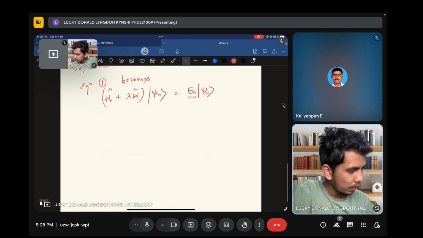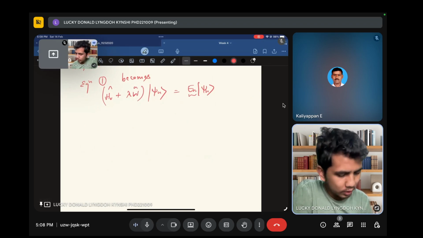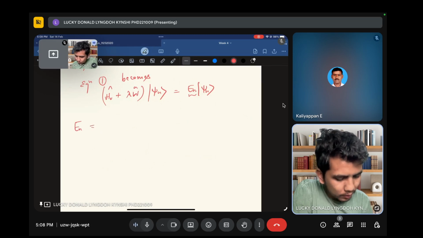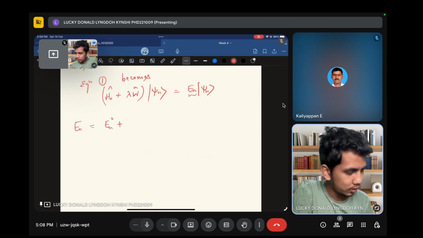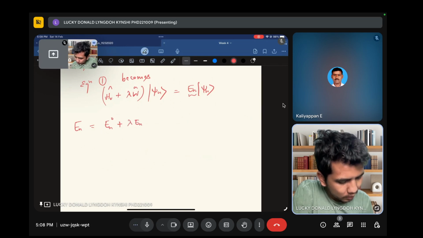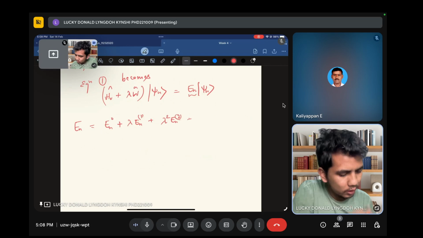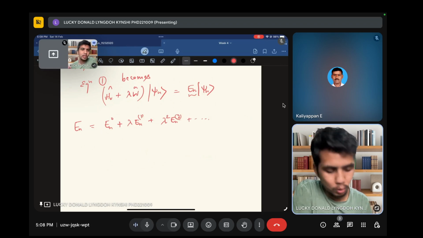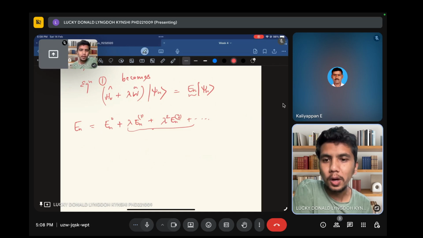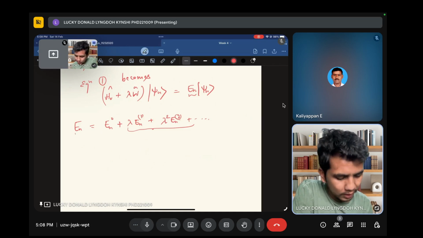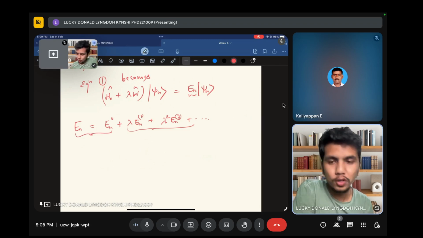Now when you calculate the energy En, it will be En0, your original energy, plus a correction lambda En1, which is the first order correction, plus a second order correction, and so on. Because of your perturbation potential or perturbation Hamiltonian, you have to introduce these correction terms in your energy. If there is no perturbation, then En is equal to En0. If there is a perturbation, then you introduce the correction En1, the first order correction, and En2, the second order correction.